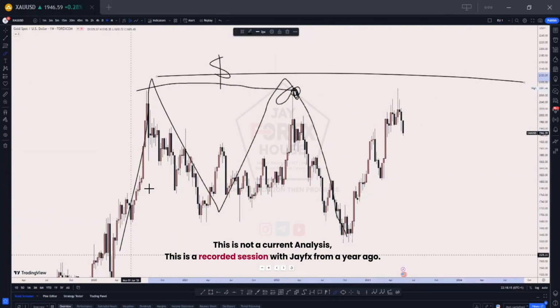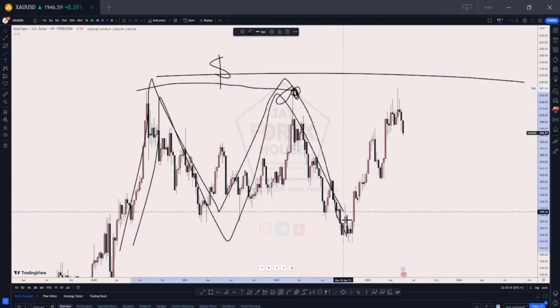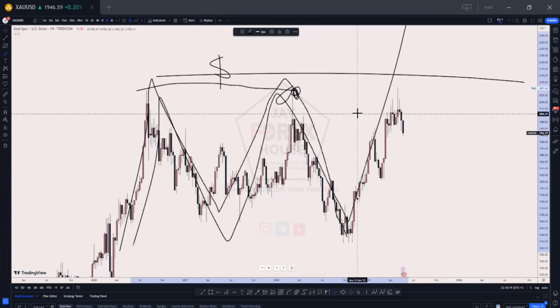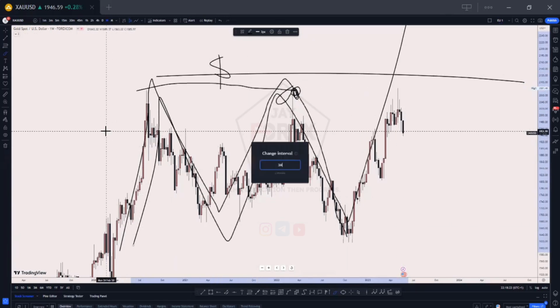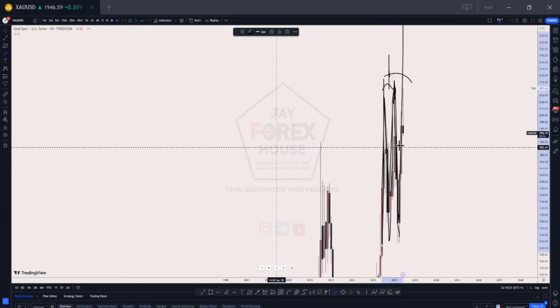So we could see gold doing something like this. All right, this could be that. And then let's see how the 3-month time frame is looking.